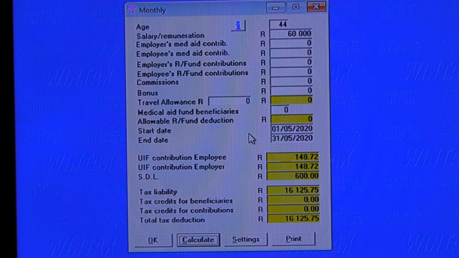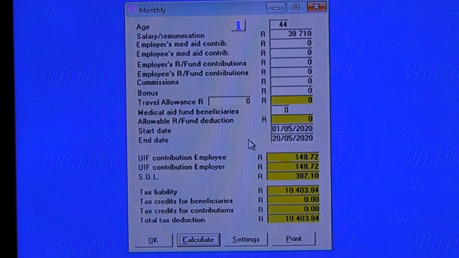or 28 days. If, however, the employment is terminated after 20 days, then the employer will obviously not pay the employee the full month's salary of 60,000 Rand. The employer will pay the employee 60,000 Rand divided by 31 days in the month, multiplied by the 20 days worked. This is 38,710 Rand paid for the 20 days work, and the pay-as-you-earn for this partial period is 10,403 Rand and 84 cents.